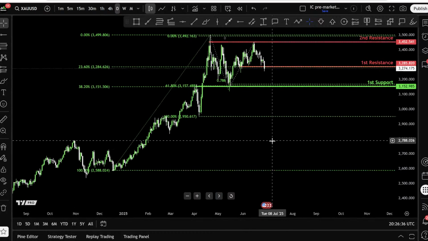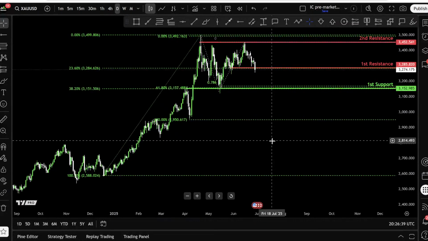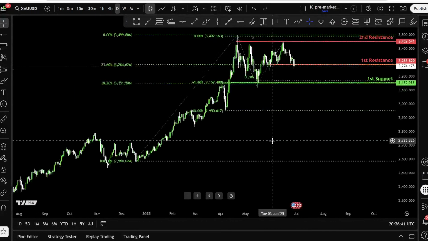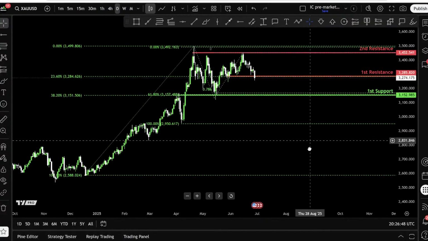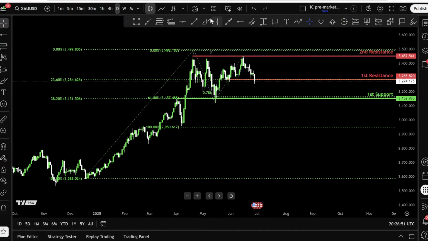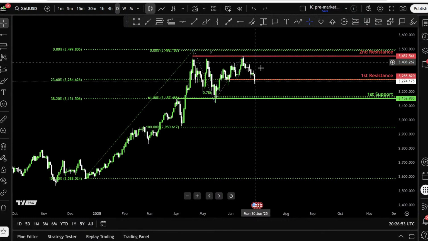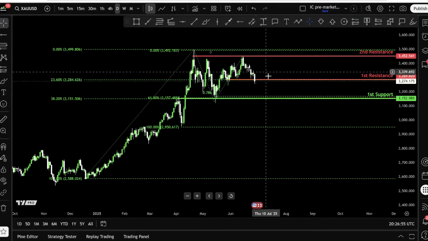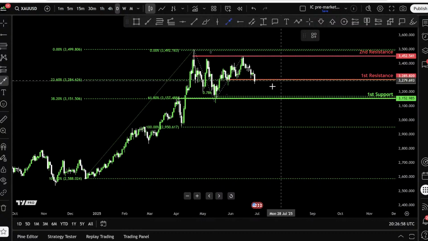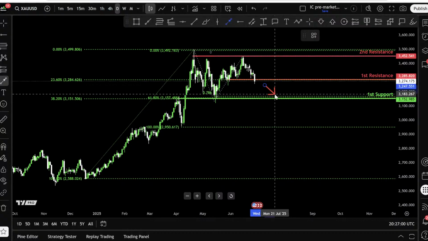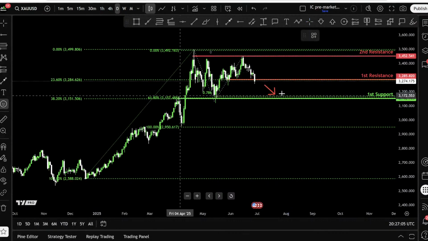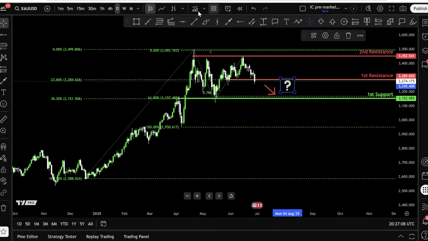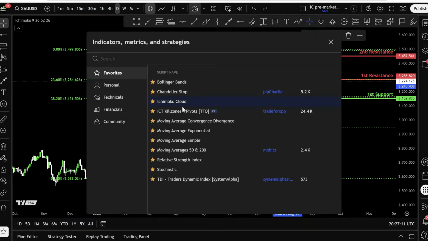Okay. I think that's all the Fibonacci levels we have. Yeah, I think so. So I'm expecting prices to continue to drop here from our first resistance to our first support. Okay, I'm gonna go in with our indicators once again.